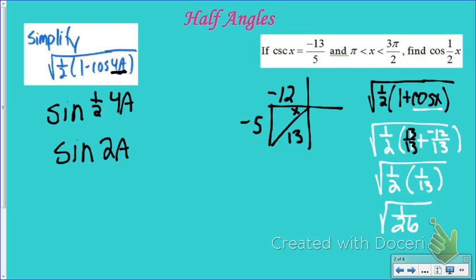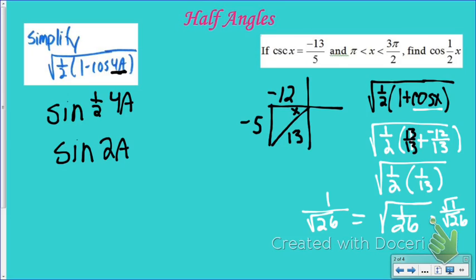Now, if I could simplify this farther, I would. Just remember, when you square root a fraction, that's the same thing as the square root of the top number over the square root of the bottom. And the square root of 1 is just 1. So I could just rewrite this as 1 over the square root of 26.